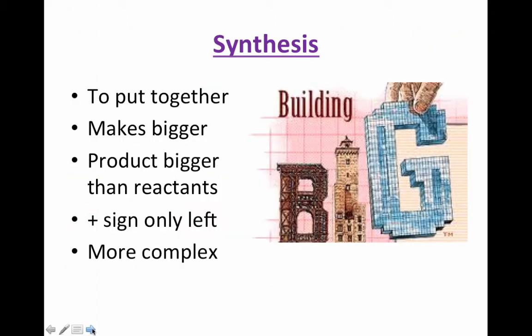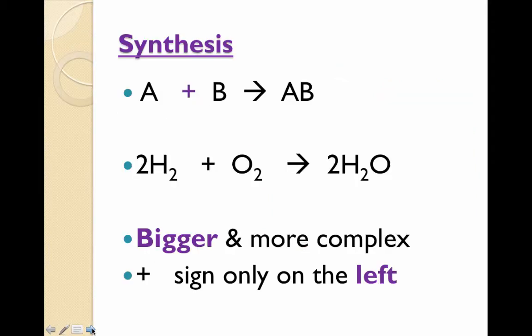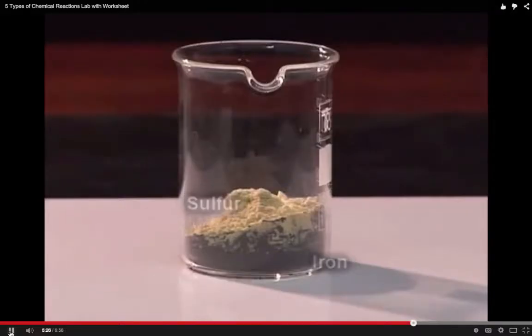Synthesis. Synthesis means to put together, to make something bigger. It also means that your product is going to be bigger than your reactants. A very easy way to tell a synthesis reaction is there is only one plus sign and it is on the left. So here are a couple examples. If you want like a formula, the top one's for you. So A plus B yields AB. You get an actual example down here. Hydrogen gas and oxygen gas yields water. And remember, synthesis is bigger and more complex with a plus sign only to the left.